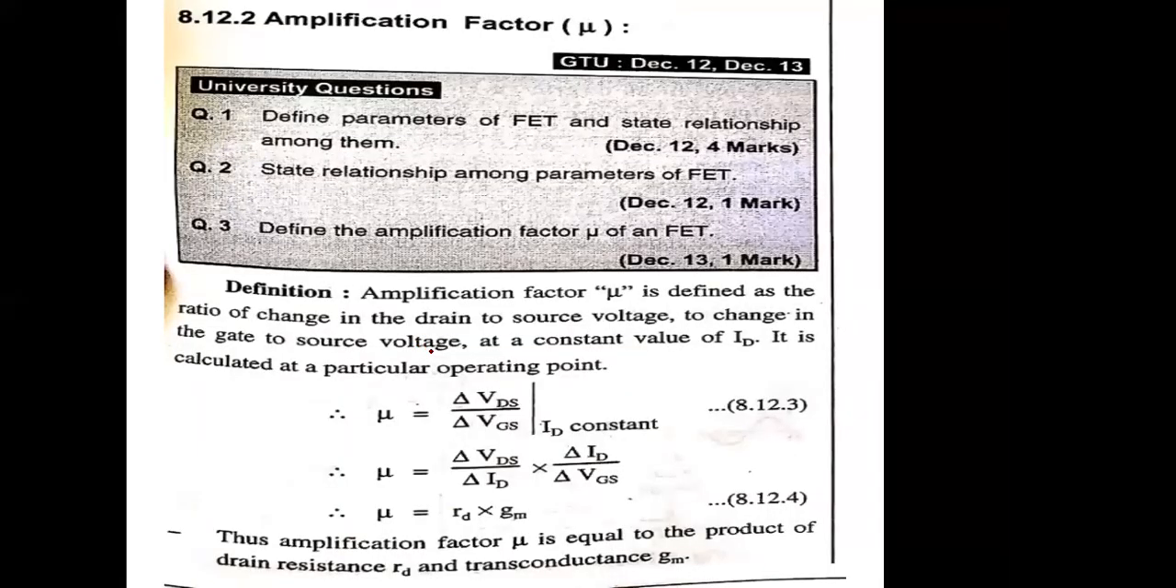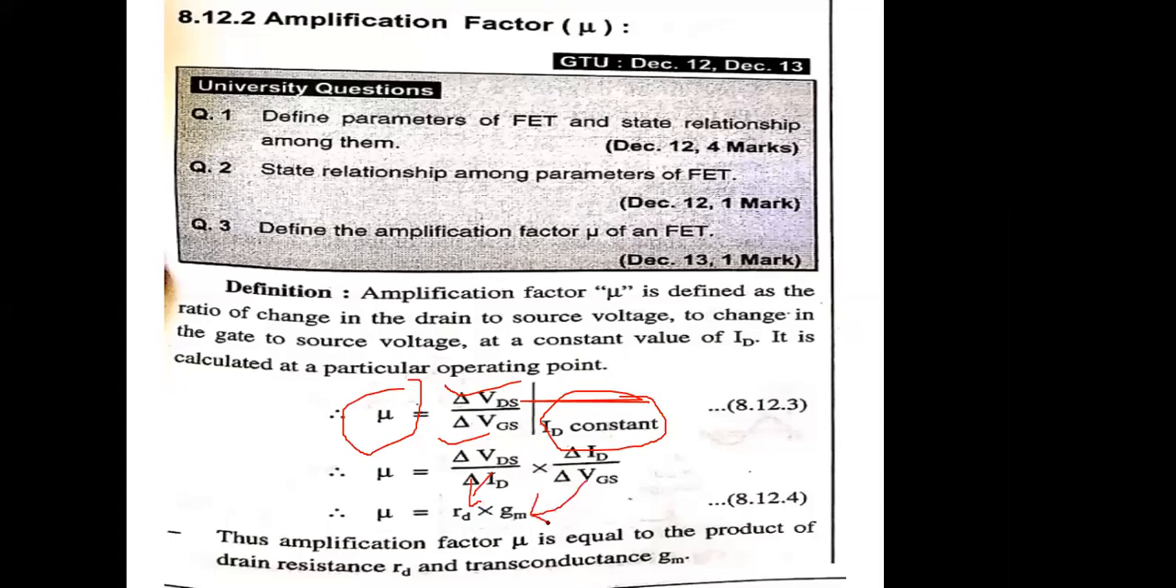Now another parameter is called the amplification factor mu. The amplification factor itself says what amplification you are getting. It is delta VDS by delta VGS. Whenever we have to find it, we keep ID constant and find delta VDS and delta VGS in the output characteristic. VDS is your output voltage and VGS is your input voltage, so the ratio of these two gives the amplification factor. Now if you divide and multiply by ID, you get the other terms we discussed recently, RD and GM.